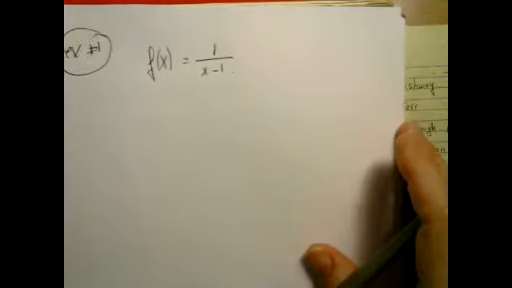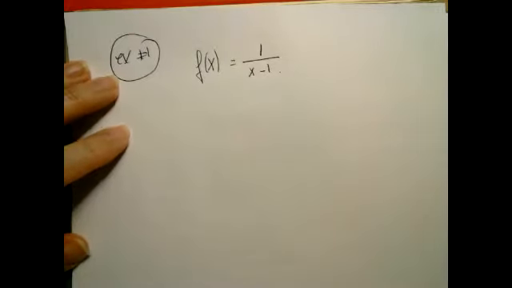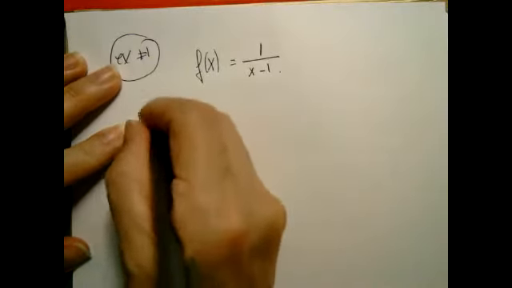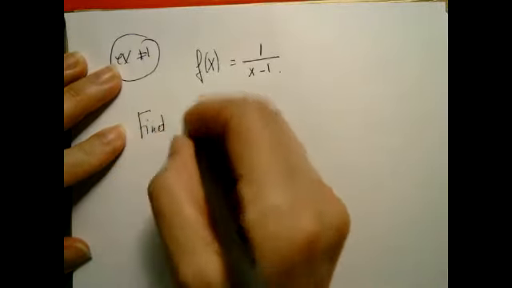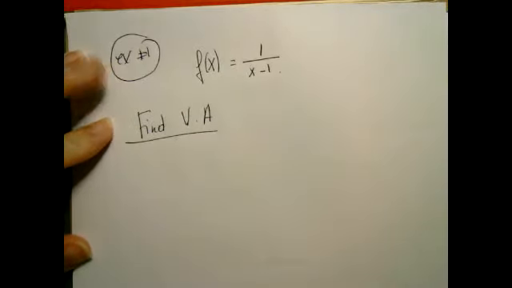Please, if I'm going fast or you cannot write things down, make sure to put it on chat. All right, don't shy away. So the question is, find the vertical asymptote. We use VA to stand for vertical asymptote.